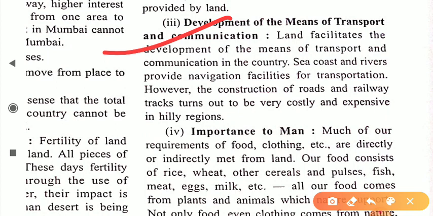Again, the land facilitates the development of the means of transport and communication in the country. Sea coasts and rivers provide navigation facilities for transportation. However, the construction of roads and railway tracks turns out to be very costly and expensive in hilly regions. So land also helps in the development of the means of transport and communication.